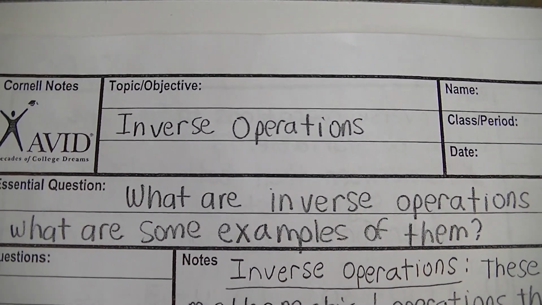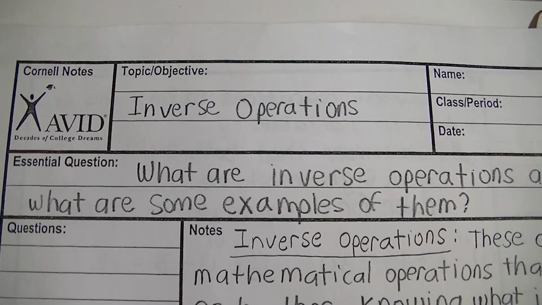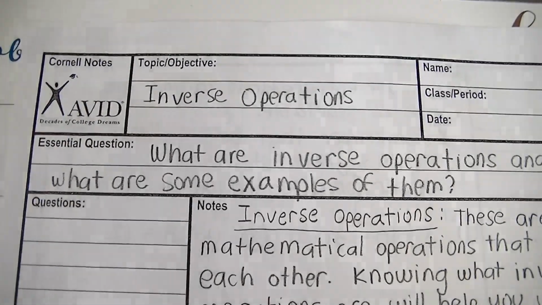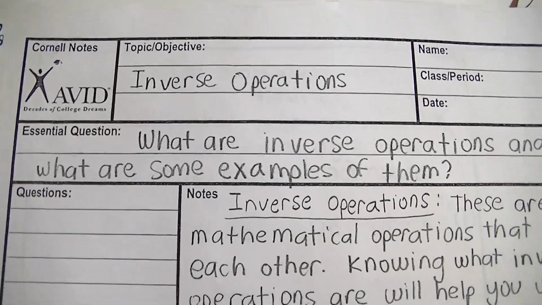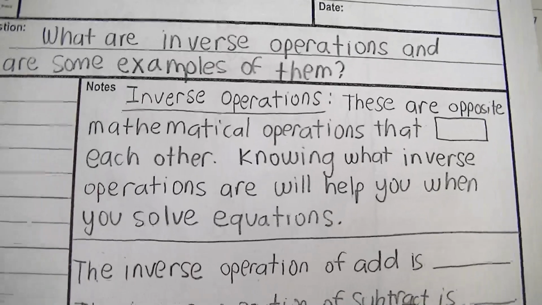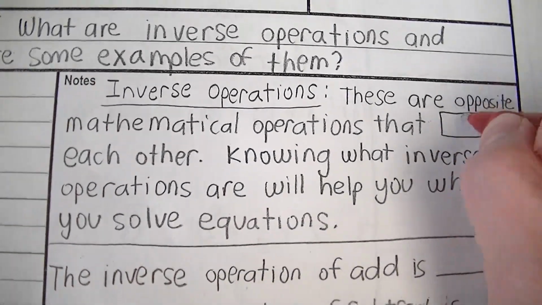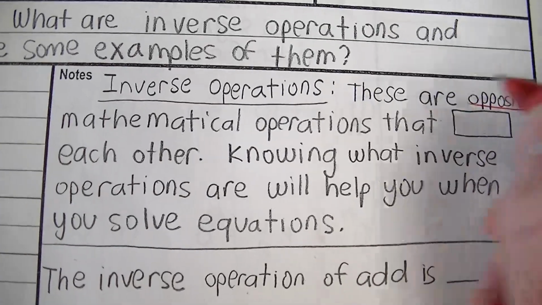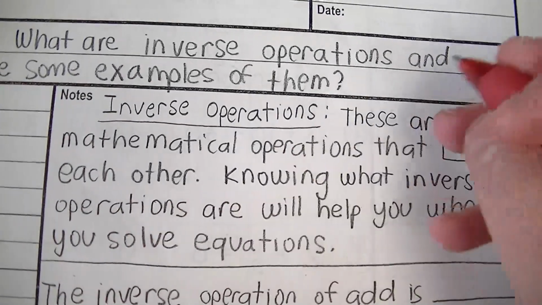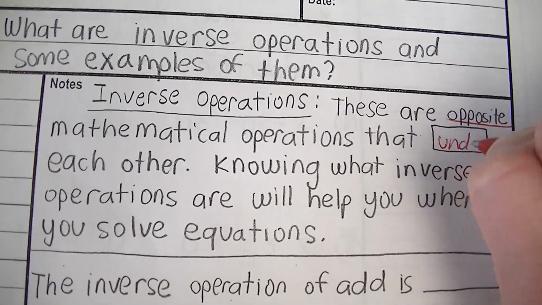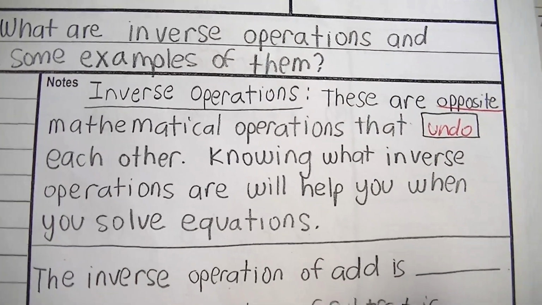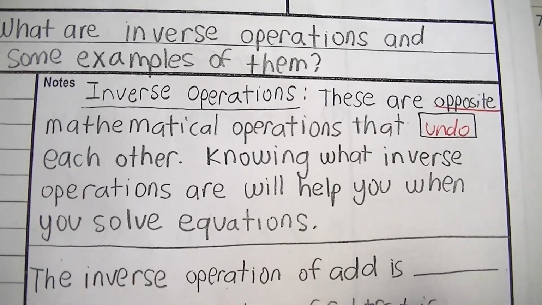Our topic today is inverse operations. The essential question is, what are inverse operations and what are some examples of them? So we'll start off with the definition of inverse operations. These are opposite mathematical operations that undo each other. Knowing what inverse operations are will help you when you solve equations.